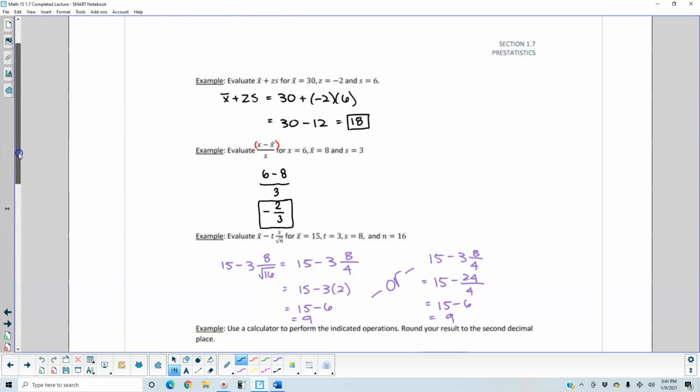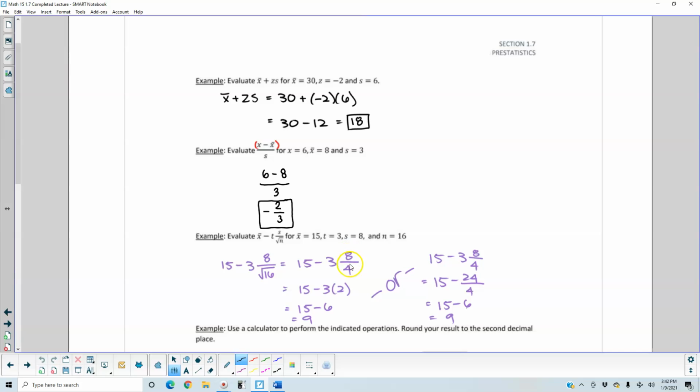Our next example, we have to evaluate x bar minus t times s over the square root of n, for when x bar is equal to 15, t is equal to 3, s is equal to 8, and n is equal to 16. So there's two ways that we can look at this. The first one is we're going to plug in x bar to 15 minus t, which is 3, times 8 over the square root of 16. So we need to follow order of operations, which means we need to take the square root of 16 first. So we have 15 now minus 3 times 8 over 4.